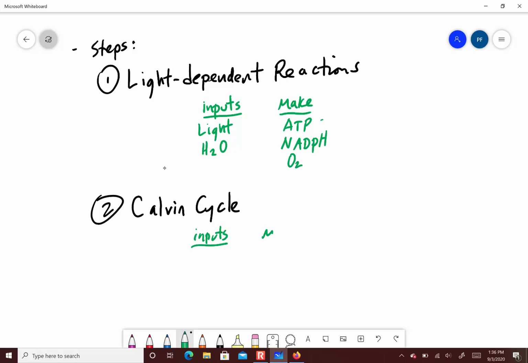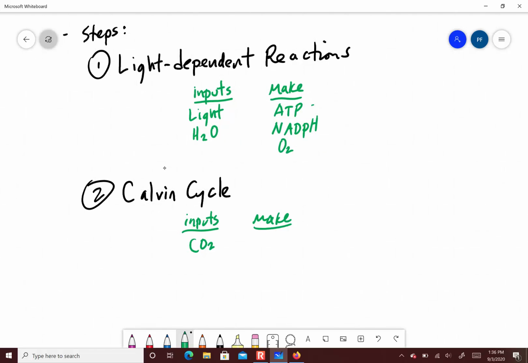Right? Calvin cycle, inputs, and then what we make. We need CO2, ATP, and NADPH. So we need those three inputs: CO2, ATP, NADPH. And then what we're making is our glucose, C6H12O6. Right, so there's where our goal product comes in. Okay, and then one last connection I want to make here. Hopefully you see this and make this connection.